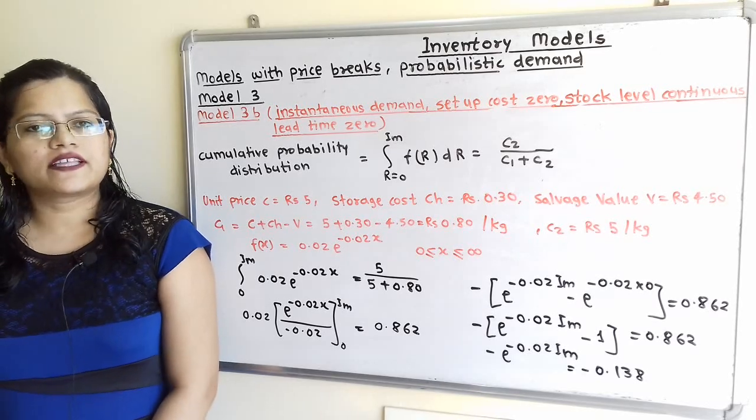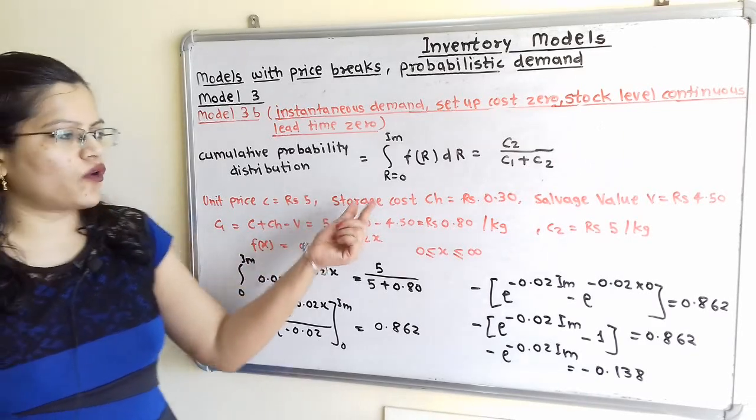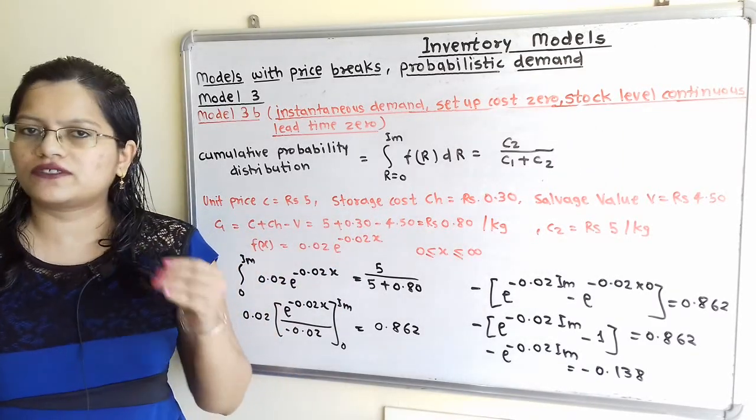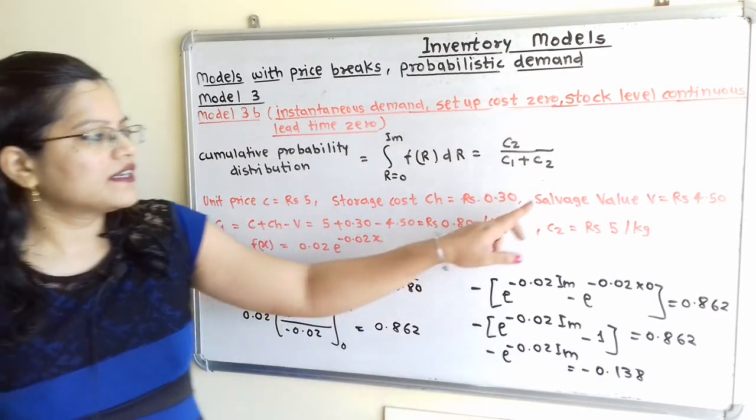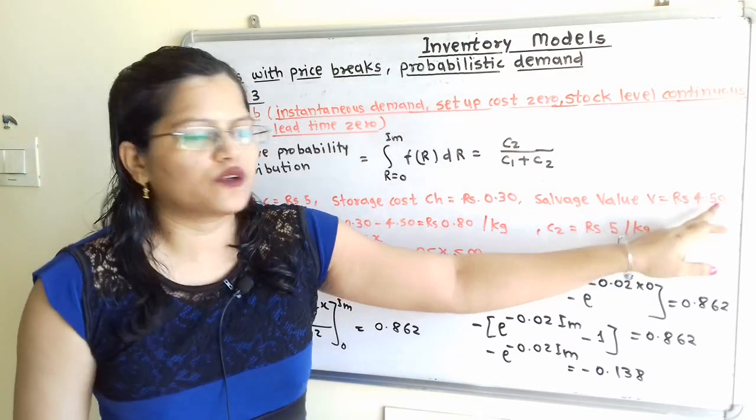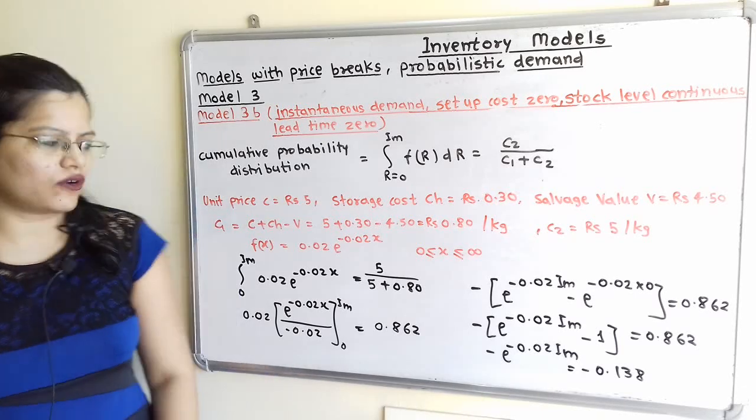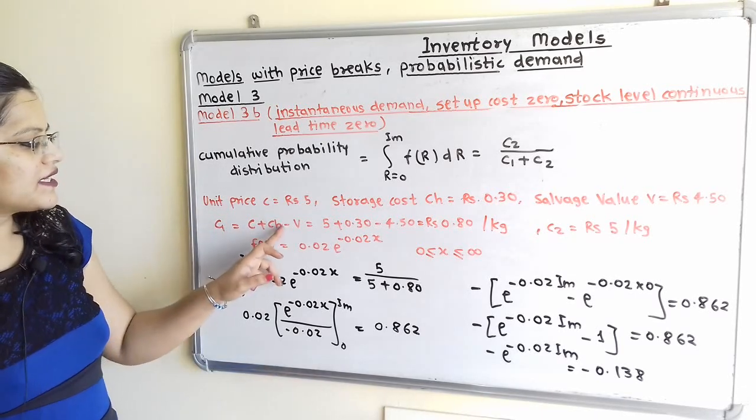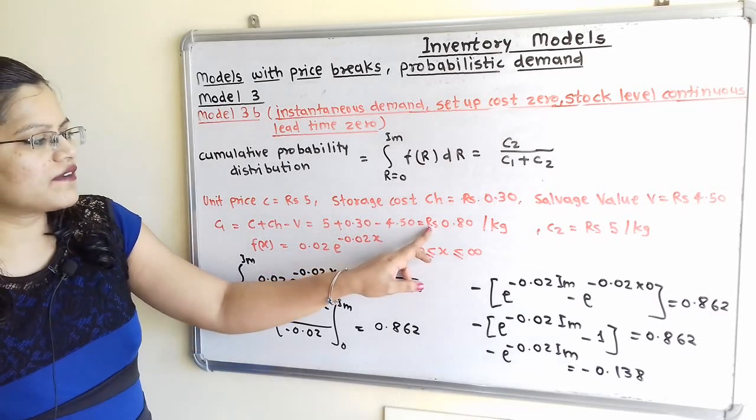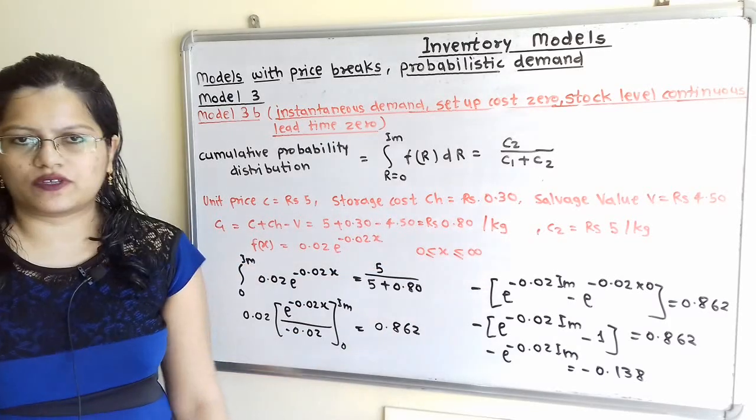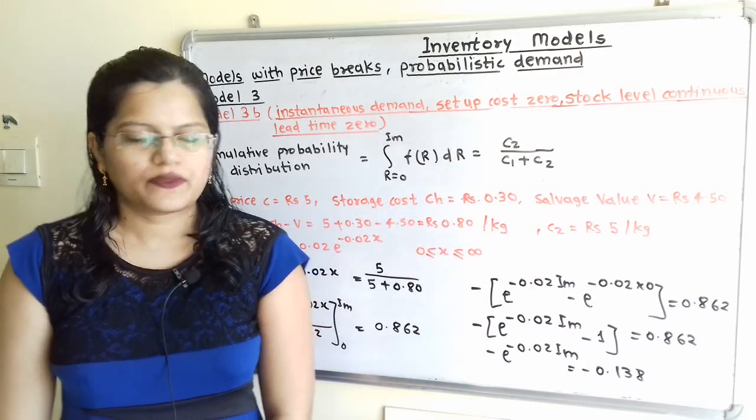Let us understand the given data. Unit price C is rupees 5. Storage cost, we can say inventory holding cost or inventory carrying cost CH, is equal to rupees 0.30. Salvage value V is rupees 4.50. Now we have to calculate C1, that is the overstocking cost, which is equal to C plus CH minus V, that is 5 plus 0.30 minus 4.50, which is equal to rupees 0.80 per kilogram. And understocking cost, that is C2, is rupees 5 per kilogram.